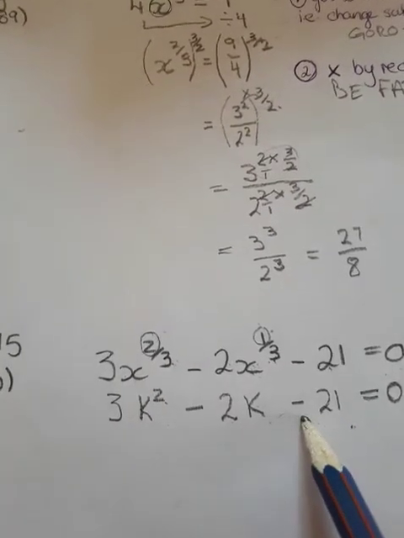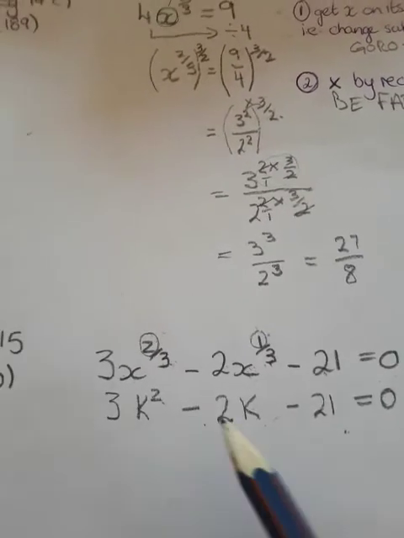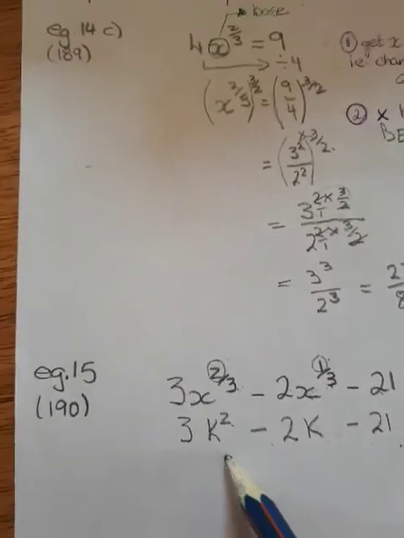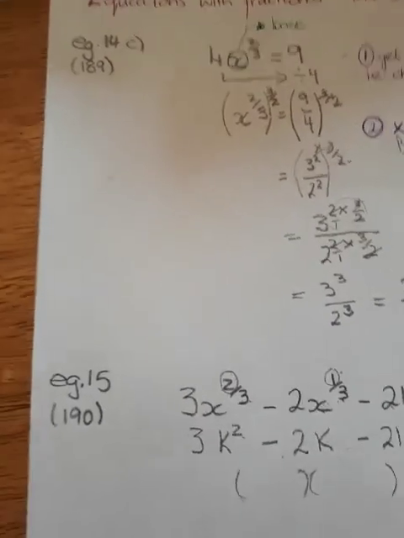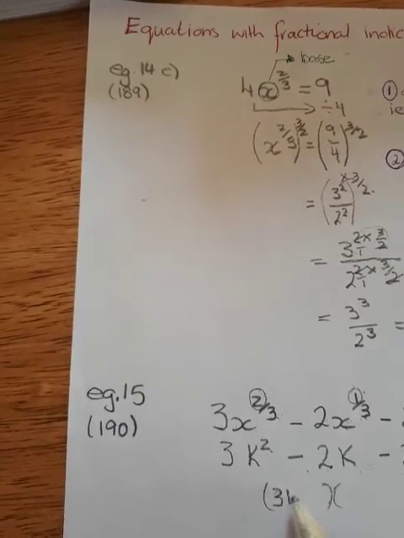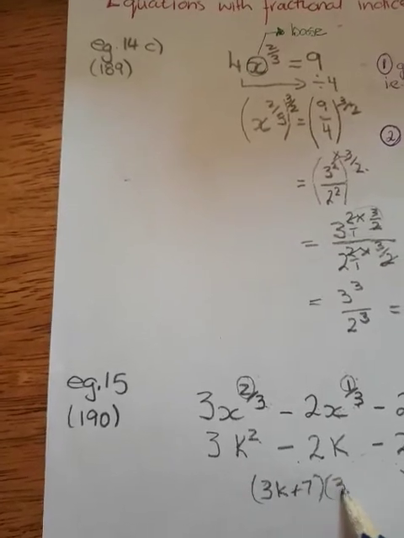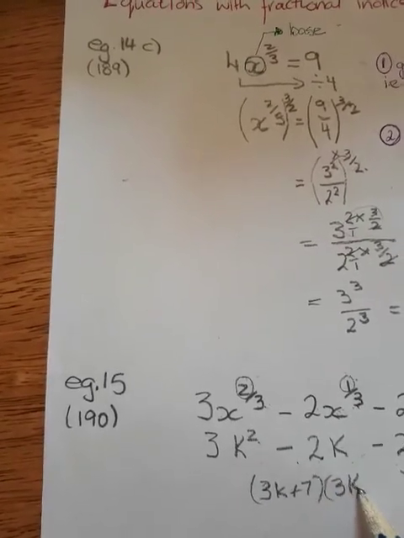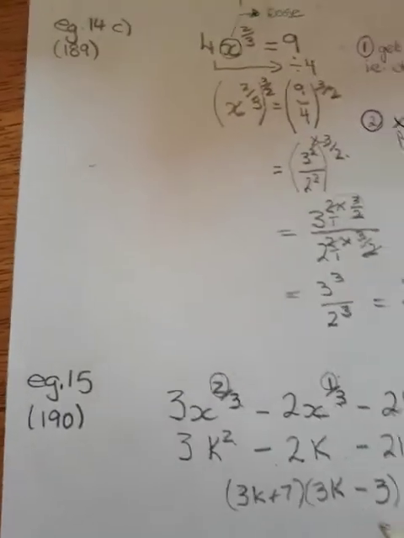We've got the negative c and the negative b. In this case, it is a B1. So let me factorize. This becomes 3k plus 7 and 3k minus 3, right?